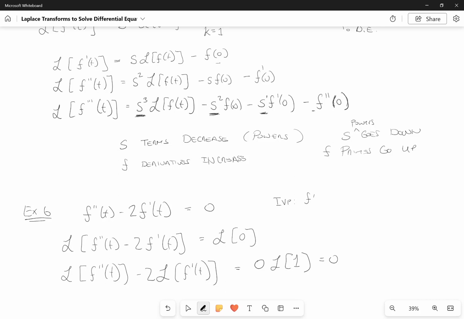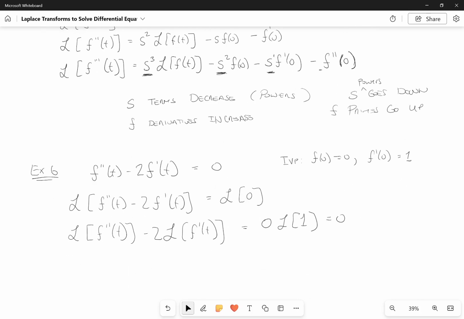So what is f at 0? Okay, so f at 0, let's say in this case, let's make it 0. And what is f prime at 0? f prime at 0, let's make that 1. Okay, so that we can use our formula.